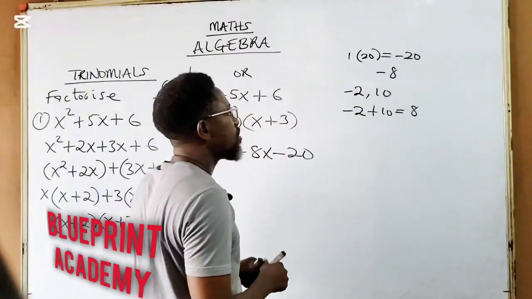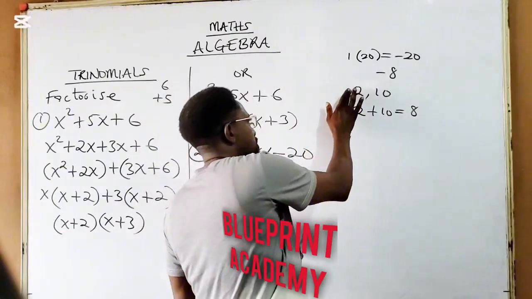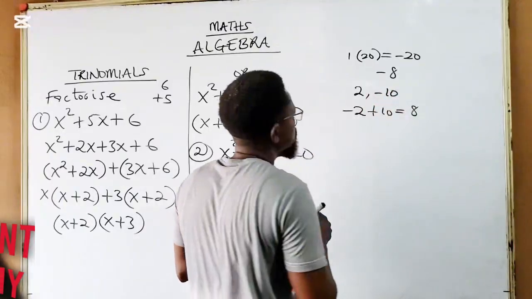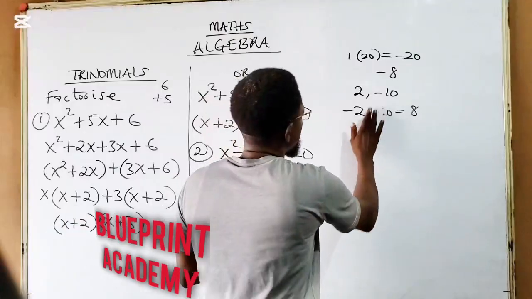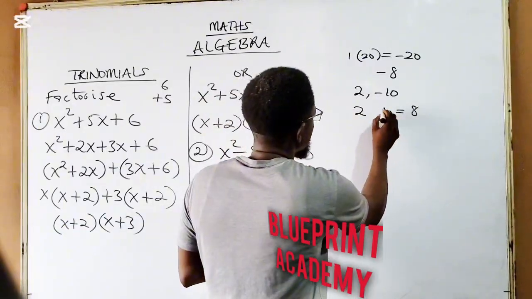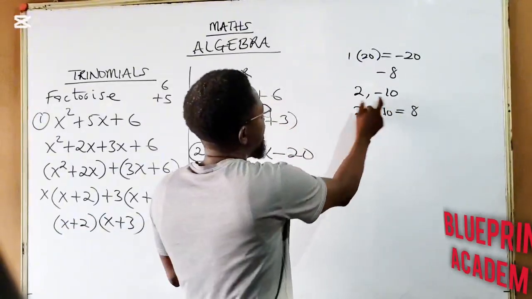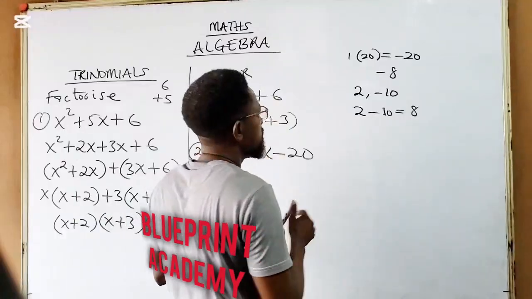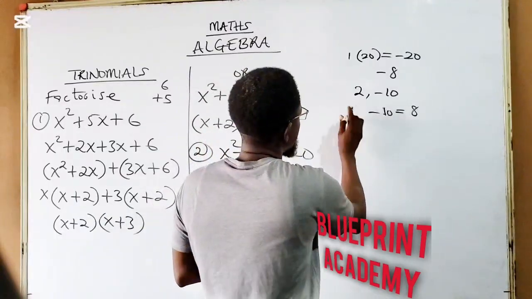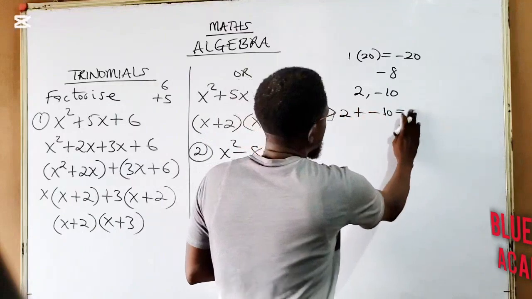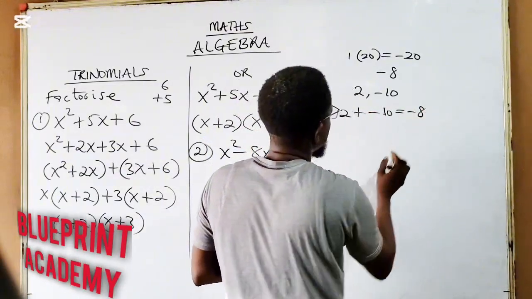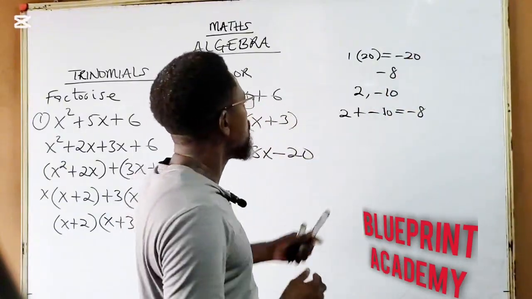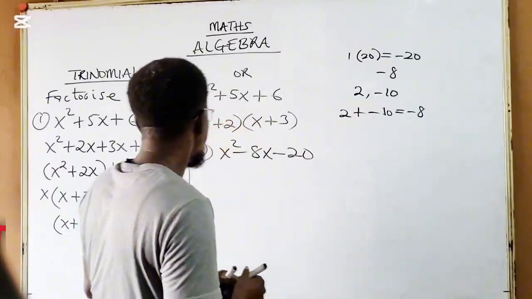So that will still not work. What I'll do next is to remove this minus here and put the minus this way. So I use minus 10 instead. Now we have 2 times minus 10, which will give us minus 20. Then 2 plus minus 10 will give us minus 8. And that corresponds with what I'm looking for. So the two numbers I'll use are 2 and minus 10.